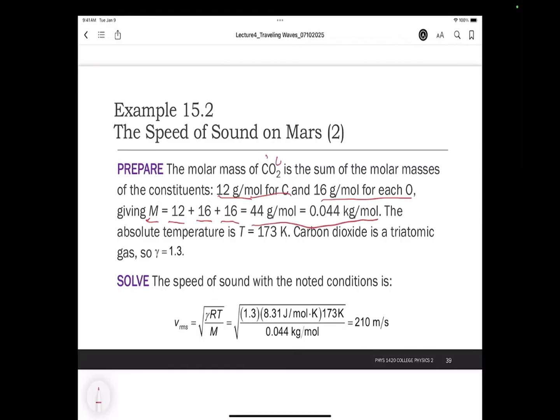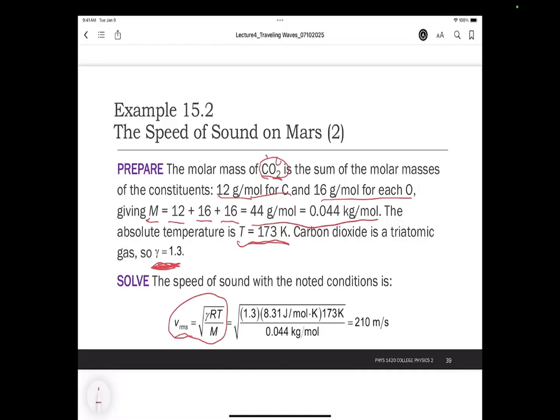I think you have already learned this in high school or in college physics one. And the absolute temperature is this one for CO2, and carbon dioxide is a triatomic gas. So this one you can easily get. It's a fixed thing. So here, the speed, you can use this equation to get it.